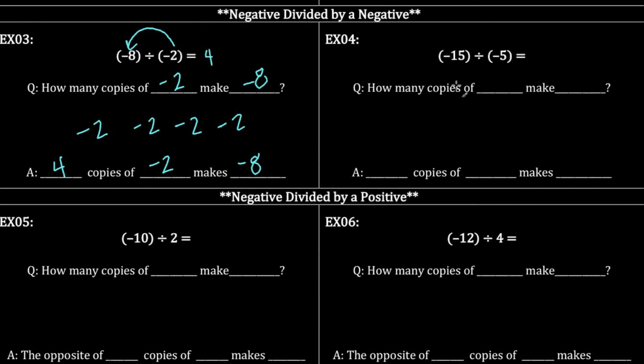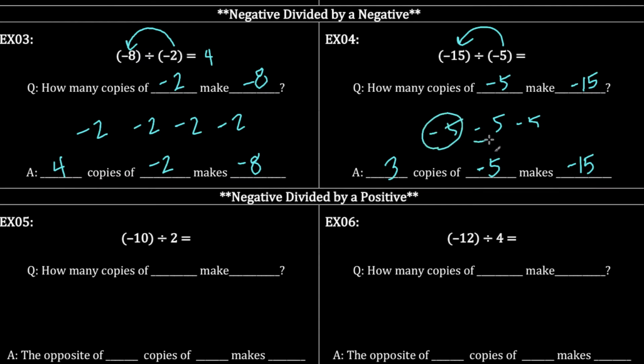So how many copies of -5 fit into, make, or create -15? Well, -5, -5, -5. So 3 copies of -5 make -15, because there's 3 of them. There's one right here. There's the second copy. There's the third copy.